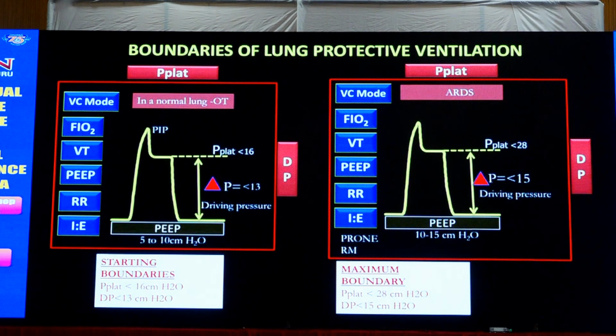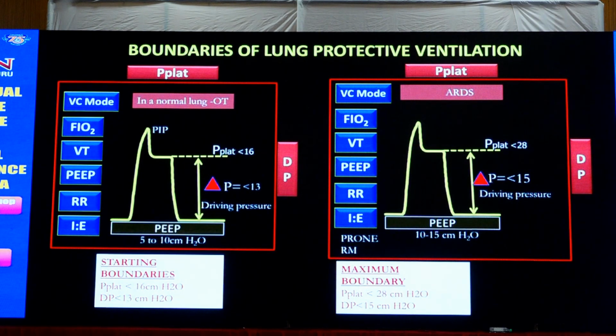Somebody may ask, why should this be done in a normal lung? Because studies have shown that post-pulmonary complications are very, very high if you cross these pressures. And one most important parameter that you have to maintain is the tidal volume of 6 to 7 ml per kg of ideal body weight. That is the starting point. Then you have to fine tune by looking at the P plat and driving pressure. That's how you set the tidal volumes.